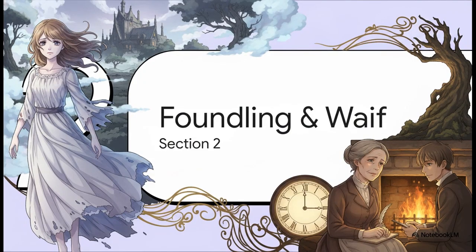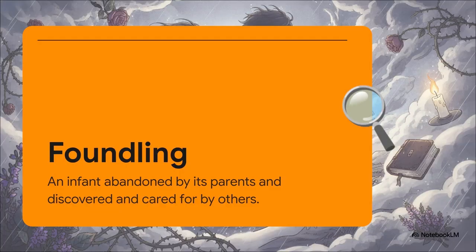Section 2, the foundling and the waif. To understand exactly how Catherine became that ghostly waif, Lockwood shifts the storytelling over to the housekeeper Nellie Dean, who takes us 30 years into the past. The entire saga really ignites with this one specific concept, a foundling. And we have to be clear, this is deeply distinct from an orphan. An orphan is a child who has lost known parents. But a foundling? A foundling is an infant abandoned by its parents, discovered and cared for by absolute strangers.